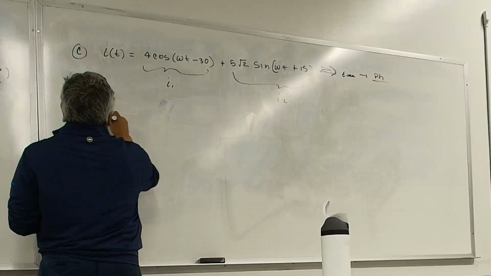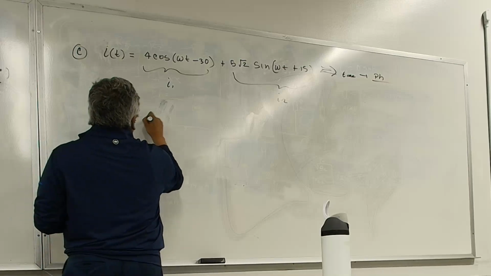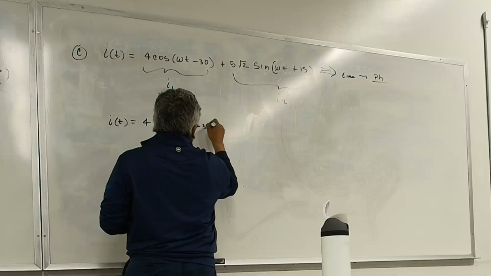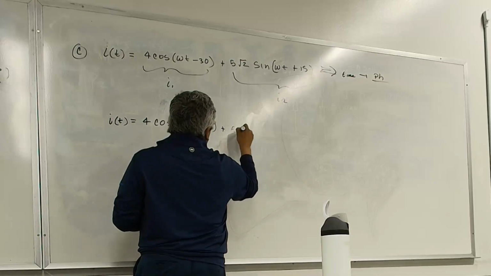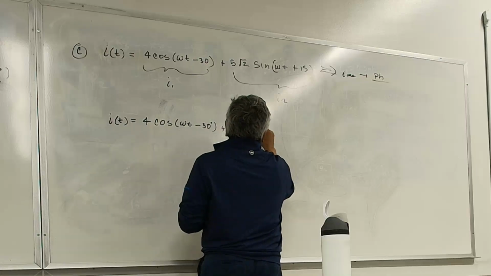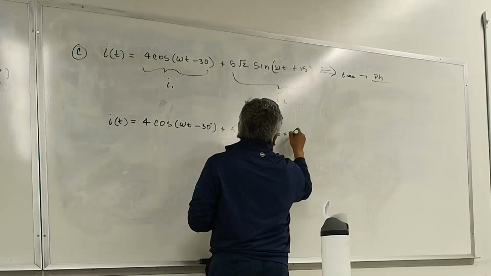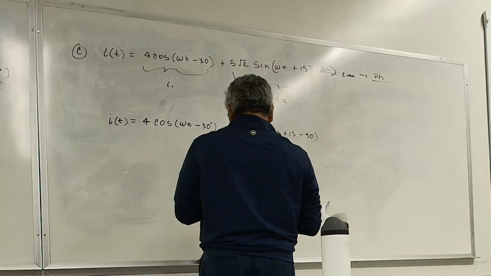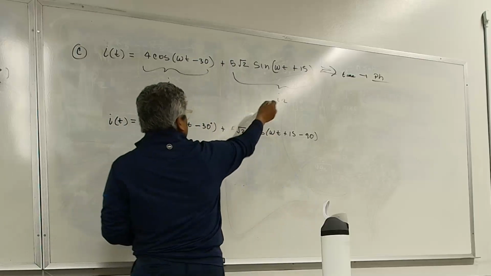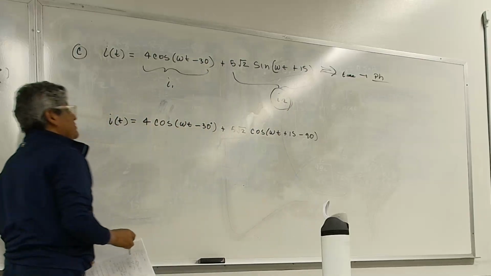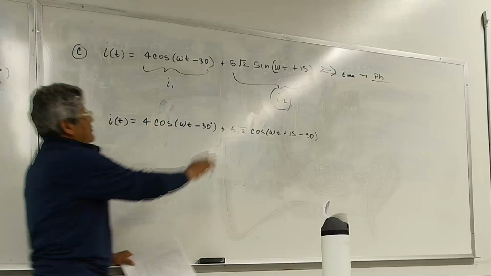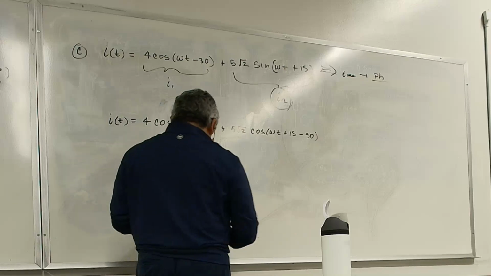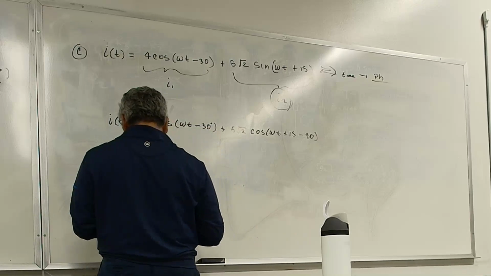So in this case, we can rewrite it as I of t is equal to 4 cosine omega t minus 30 degrees plus 5 square root of 2 cosine omega t plus 15 minus 90. All I did is convert this current source from a sine to a cosine by doing the minus 90 degree shift. Still the same signal, but it's now written as a cosine.